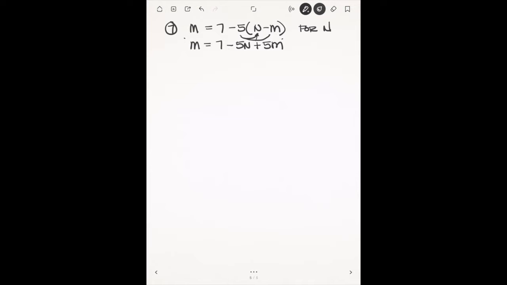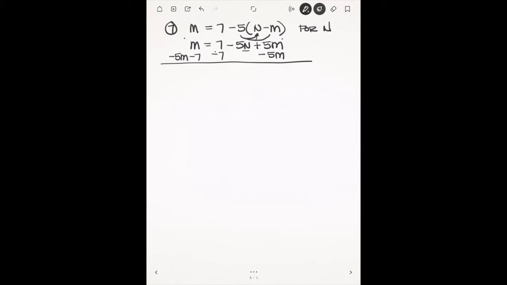So again, I'm trying to get this n by itself right here. So I want to move this and this. Is it okay if we go ahead and move those at the same time? Let's do it. Let's move the 5m over by subtracting, and let's move the 7 over by subtracting.